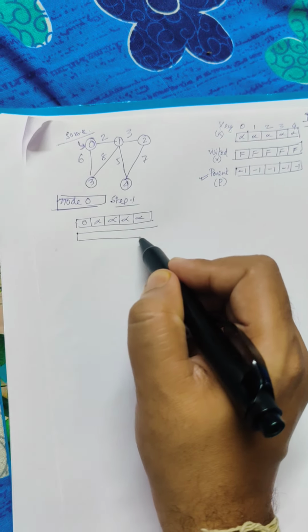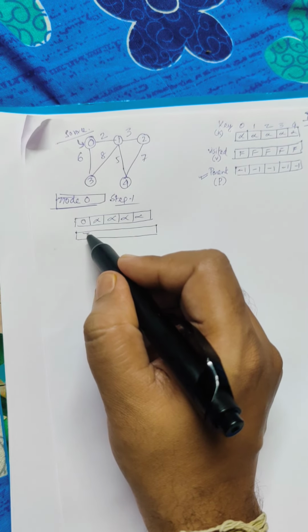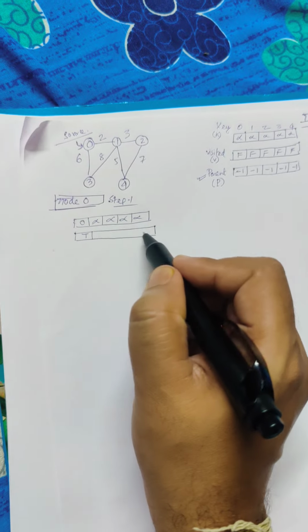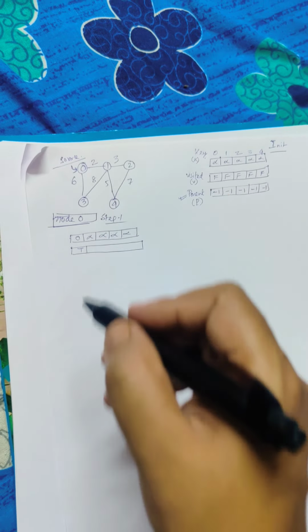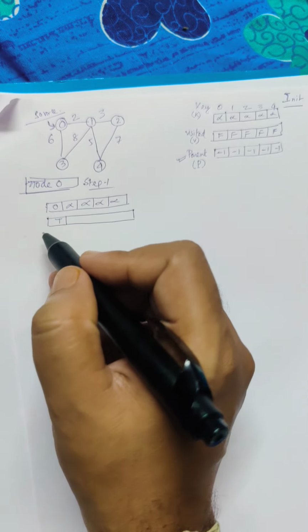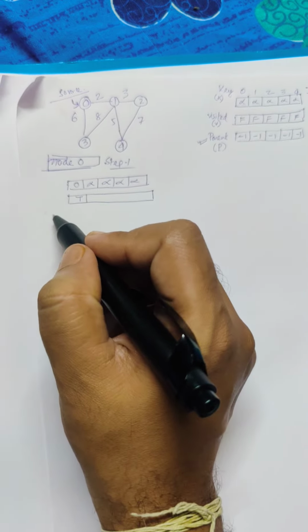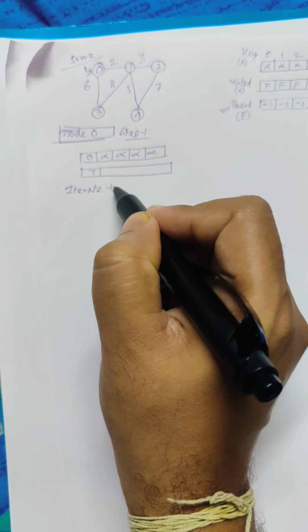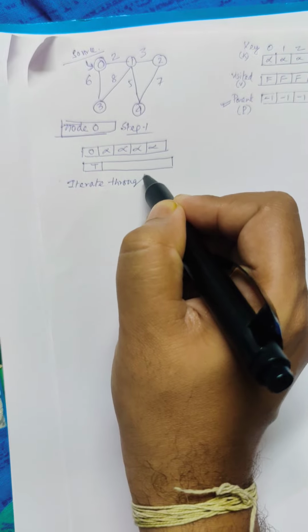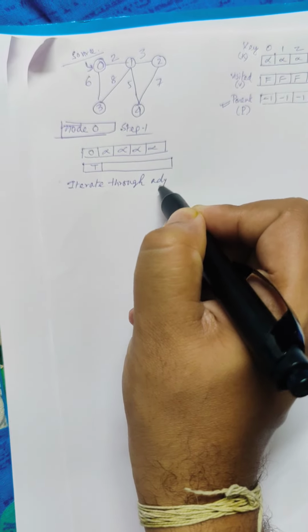Because this node is visited, in the visited array also we will make a change: we will make it true, and the rest of the items will be false. I'm not writing it. Now, whenever we consider the 0th node, from the adjacency matrix or adjacency list we will find its adjacents, and we will iterate through the adjacents. So I'm writing: iterate through adjacents. That is the step.